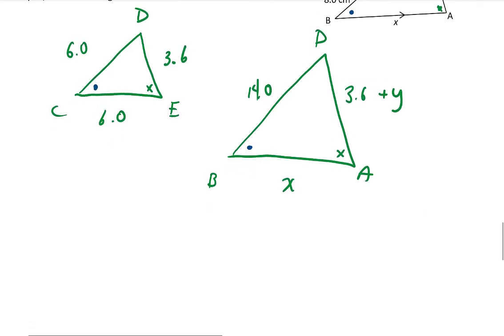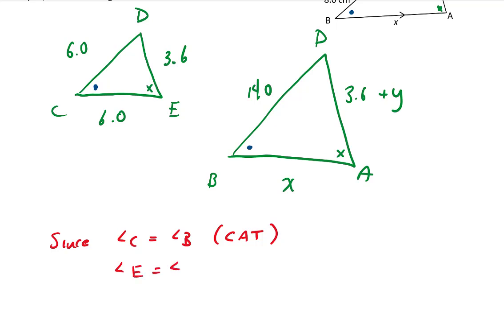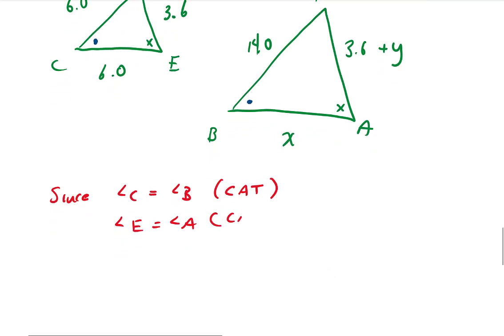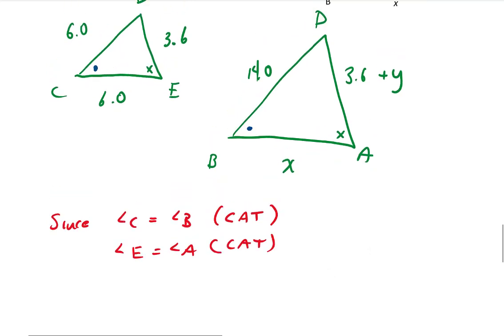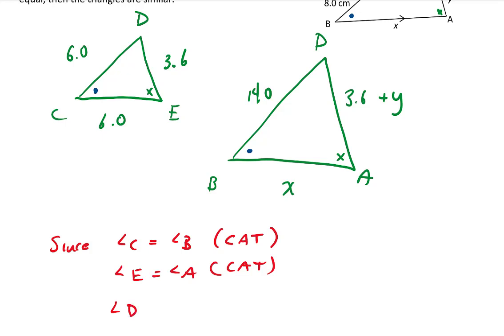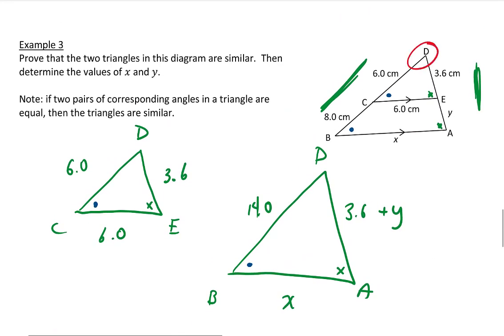So now let's prove they're similar. We see that angle C equals angle B, and that was the corresponding angle theorem, so I just call it CAT. Angle E equals angle A, and that was also the corresponding angle theorem. And the last one, it's just a shared angle. They both share angle D. You can say the 180 rule makes it the same, or you can say they both share this angle. If you look at the original diagram, they both share angle D.